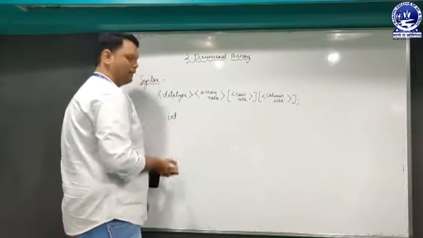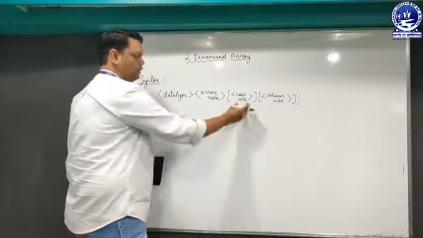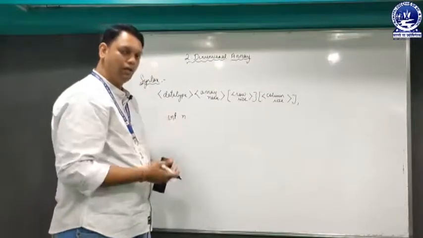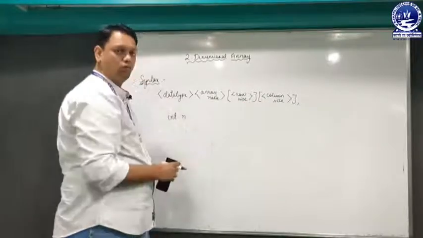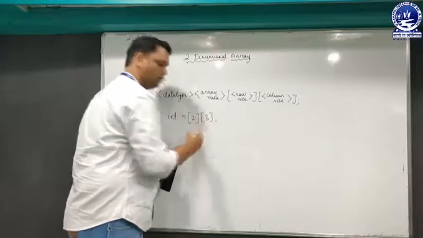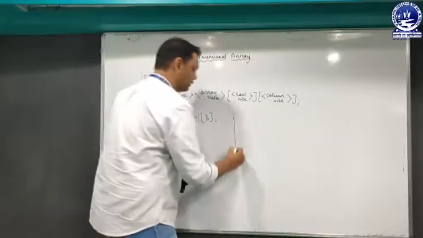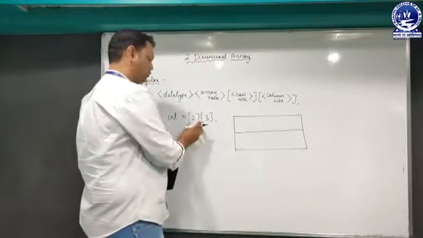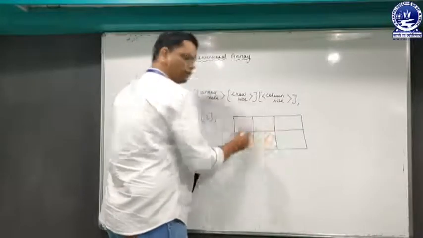So here I can write an example. Let's say I will write int in case of data type. In place of array name, let's say I will take n, and now we will specify the row size and the column size. Depending on the size of the data which we want to store, we will take the size of row and column. So let's say I will take 2 and 3. When I write int n of 2 and 3, that means it will store 2 rows and 3 columns. That means 2 rows and 3 columns.